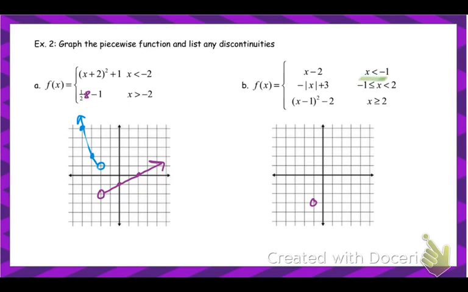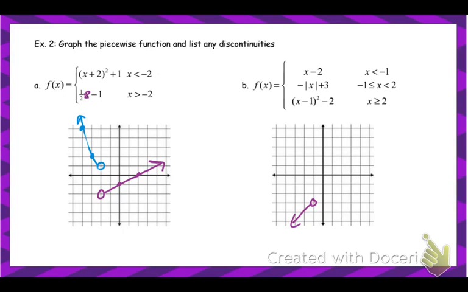Everything to the left of that point is going to be the line x minus 2. Again, if you're not sure what the slope is, you could, if you want, go ahead and plug in negative 2. Plug in negative 3. Plug in negative 4. And get those y values. There's nothing wrong with that. But I know this is just a slope of 1. So I'm just going to draw my line.